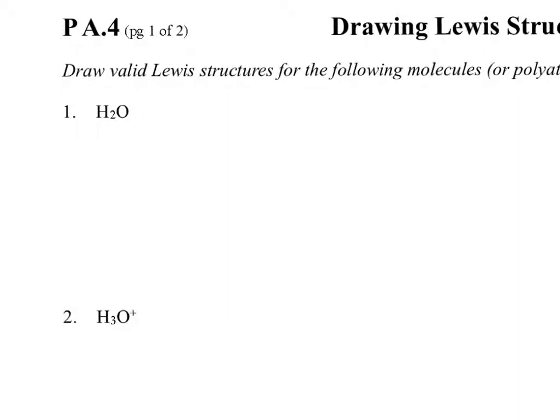So number 1, add up the number of valence electrons. 1 for hydrogen, but there's 2 hydrogens, plus 6 for oxygen makes 8 electrons, which equals 4 lines. Write down each atom, H, O, H, connect them by a single bond, and then add in the number of lines remaining, making sure that each atom has 4 lines around it.